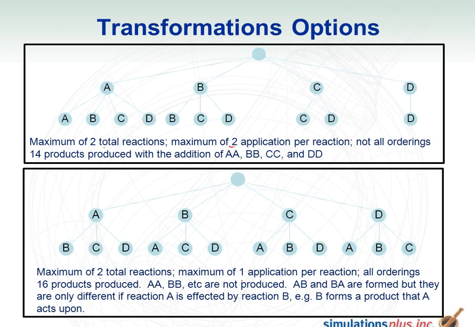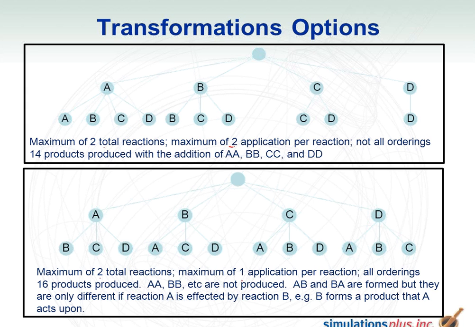Again, AB and BA would be formed, but only if reaction A is affected by reaction B. So what I mean here is if, for example, you had a carbonyl and the first transformation transformed it into a thiocarbonyl, and then B transformed it back to the original molecule. That would only occur if the 2 reactions are different.